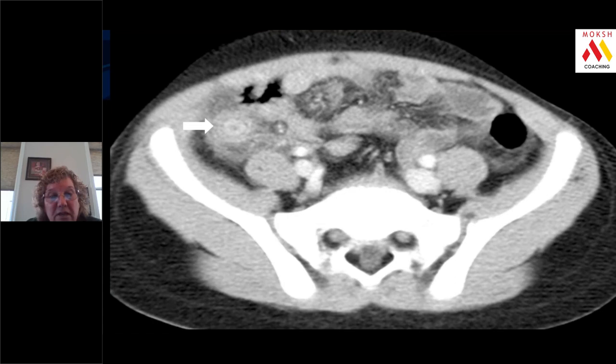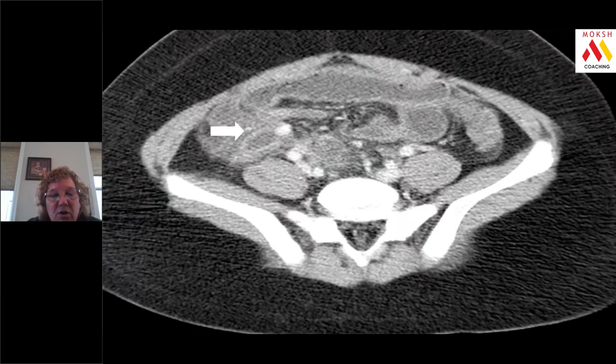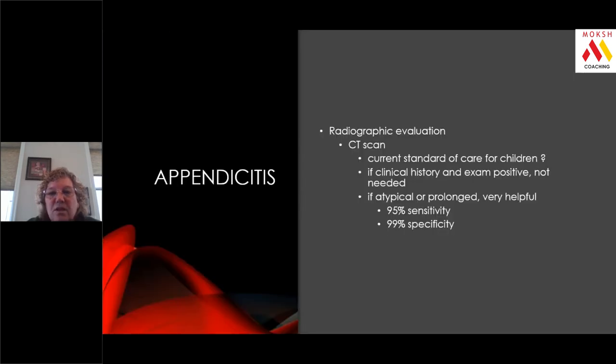And I've got the arrow pointing to the inflamed appendix that you can see on this CT scan. And this is also the arrows pointing to the appendix with the stone at the end of it. So CT scan is considered the current standard of care for children for diagnosis of appendicitis. We start with an ultrasound. If the ultrasound is positive, you can call surgery and they will take care of it. If the ultrasound is equivocal and you're still concerned about appendicitis, you have to do the CT scan. And you can see that the sensitivity and specificity is very high, 95% and 99%.